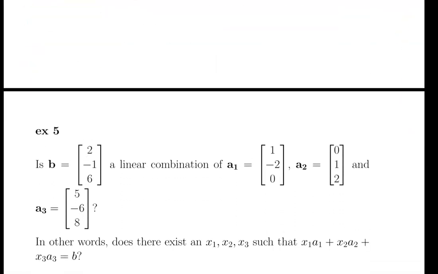So first question is B, right? And again, these are from what? These are clearly from R3, right? These are vectors with 3 entries. So is B a linear combination of these 3 vectors, A1, A2, and A3?